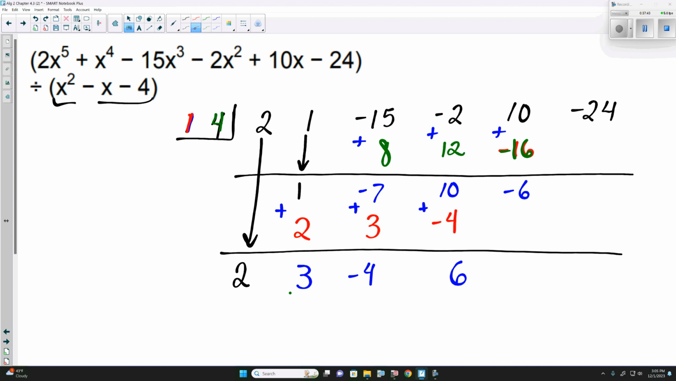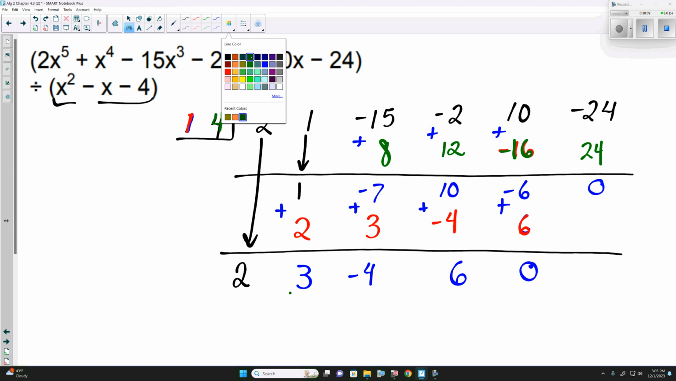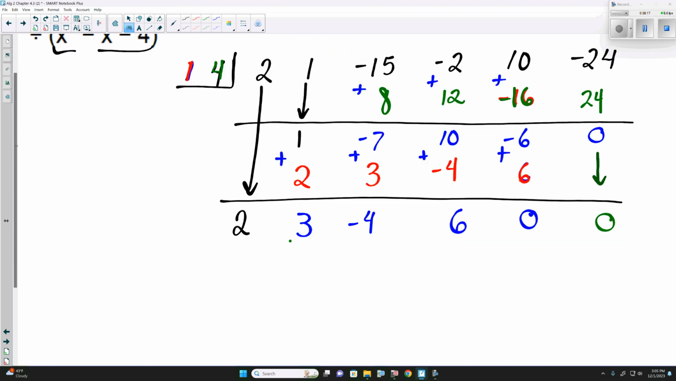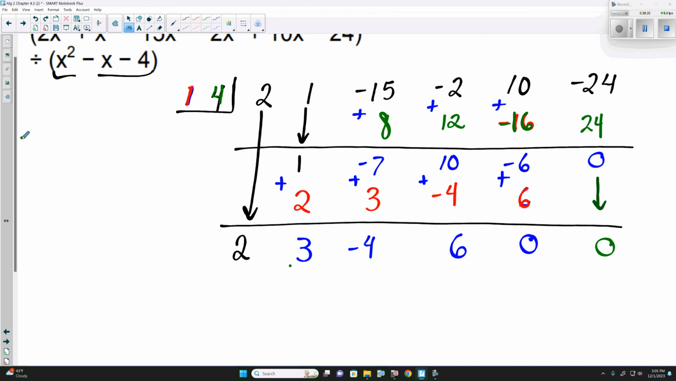Lastly, 1 times 6 is 6. 4 times 6 is? Now we're going to add. Negative 6 plus 6 is? Negative 24 plus 24 is? 0. And we can bring down that last 0 and have it there. Now that we bring the last one down because we don't have any numbers after the negative 24, we can't do this again.